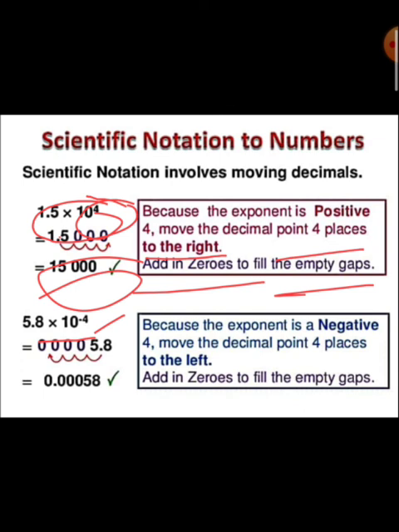Then here, because the exponent is negative 4, move the decimal 4 places to the left side, and on the left side add 0s to the empty gaps. Now if a gap is here, we fill that gap with 0.